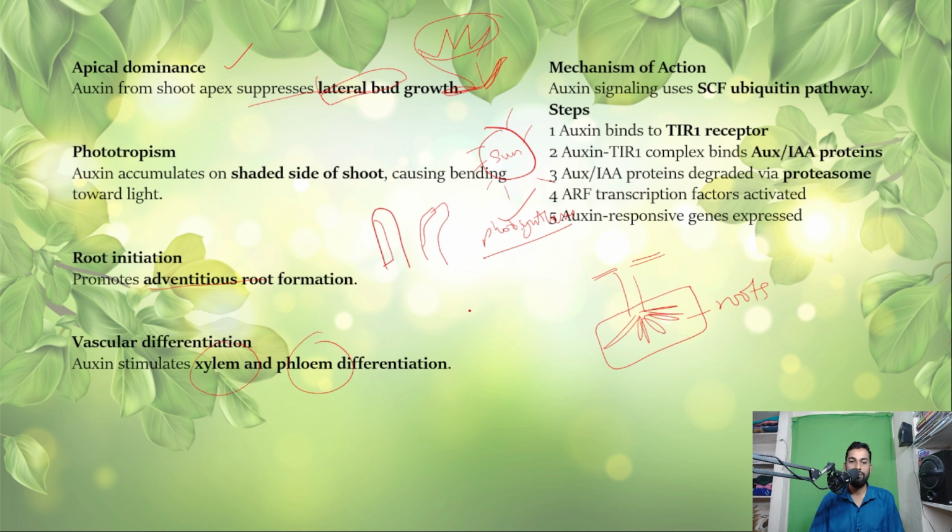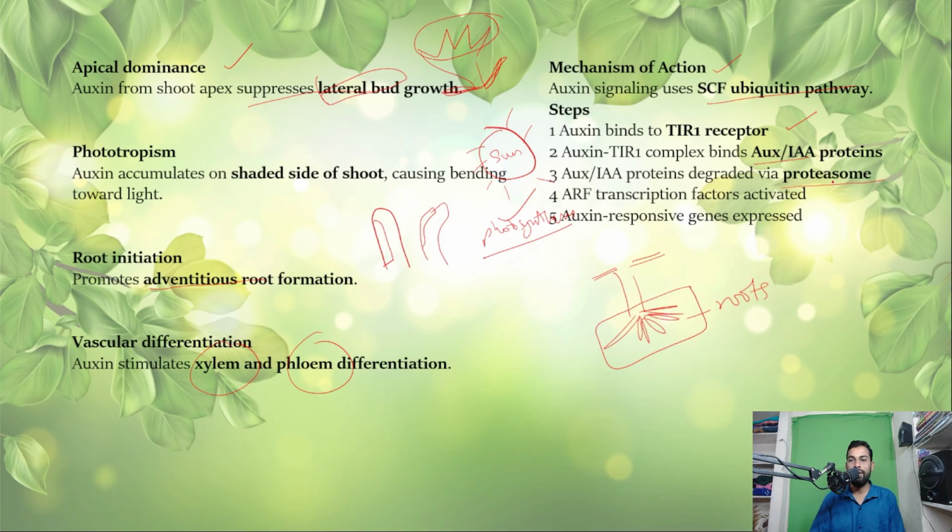Vascular differentiation. So it stimulates the differentiation of xylem and phloem. Their structure may be different, or maybe some tissue may be between both tissues, right? Mechanism of action. Auxin signaling uses the SCF ubiquitin pathway. These are keywords. Please remember this. I cannot explain every word. Okay. The first step is auxin binds to the TIR1 receptor. So now the auxin-TIR1 complex is formed here, and again this complex binds with Aux/IAA proteins. Aux/IAA proteins are degraded via the proteasome.